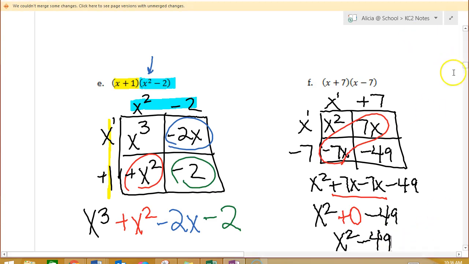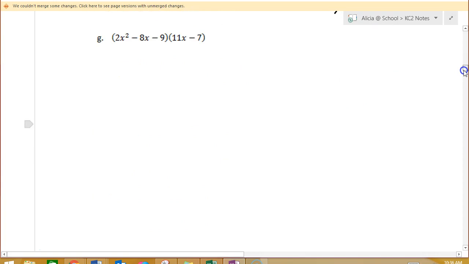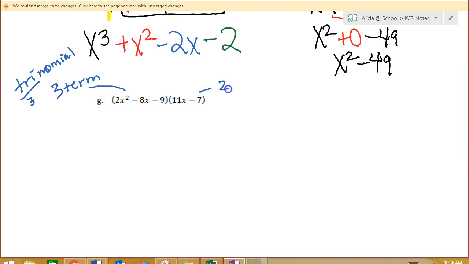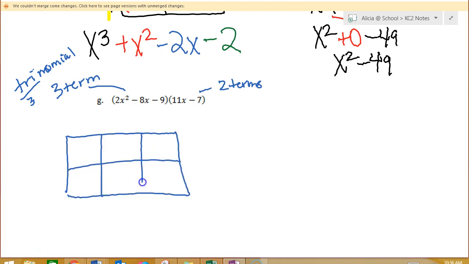The last example here, letter G. We have a trinomial. So trinomial means there are 3 terms within that polynomial. So this has 3 terms, so we call that a trinomial. Tri means 3. And then this one has a binomial, so that's 2 terms. So I need a 2 by 3. My binomial here, I'm going to write my 11x and my negative 7. And then I have my 2x squared, my negative 8x, and my negative 9.